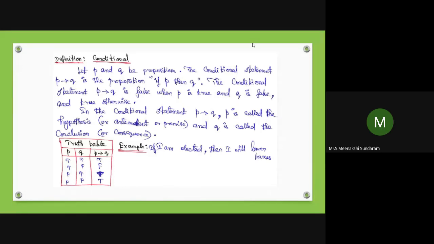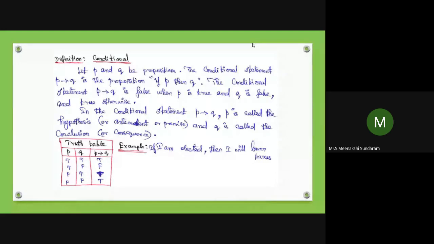If the statement is P implies Q, if, then, conditional. The antecedent or premise, also called the hypothesis. Normally we can use the word premise; premise is nothing but the hypothesis. A given statement P is given, that is the hypothesis. P is called the hypothesis, the given premise, and the conclusion is Q. Q is the conclusion or consequence.